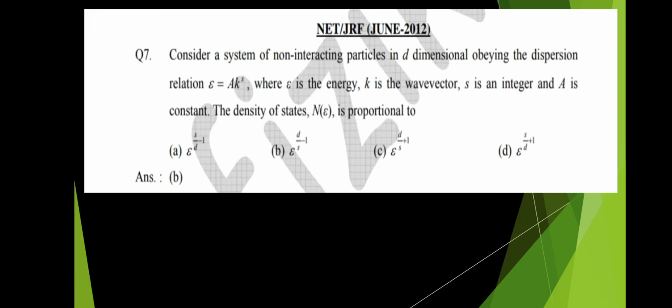That you have a dispersion relation. This is the question of June 2012 NET JRF. Dispersion relation has been given to you, and they are asking that density of states is proportional to what. So clearly it is proportional to E raised to power D by S minus 1. So option B is the correct one.